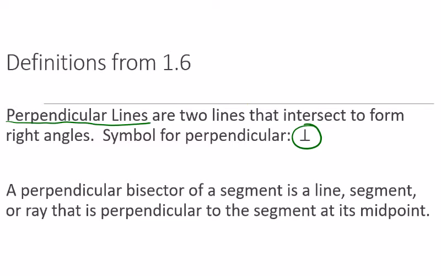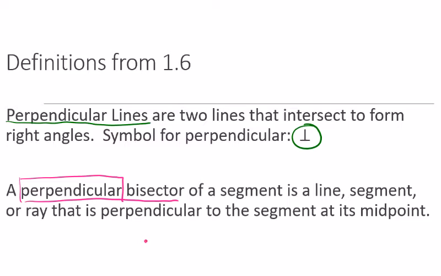So perpendicular bisector incorporates the perpendicular aspect, where not only does it bisect, not only does it create two equal angles, but it also creates 90-degree angles. Okay, so a perpendicular bisector bisects a line and creates perpendicular or right angles, and it also cuts the line in half.